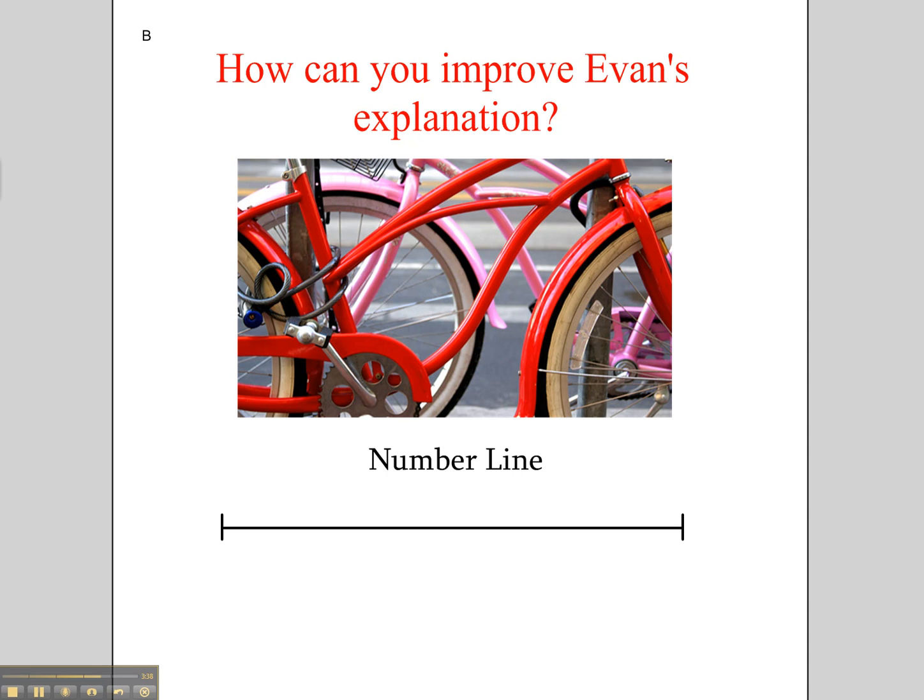Another way that we can do that is question B. What diagram might improve Evan's explanation? How would it improve his explanation? And it is a number line. We worked with number lines in our last lesson, and here's an example of what we can do. I've marked the 50% mark here first, and that's $65, and our 100% is $130.